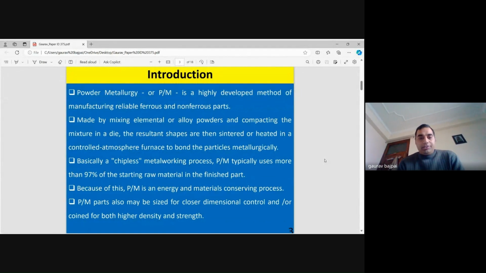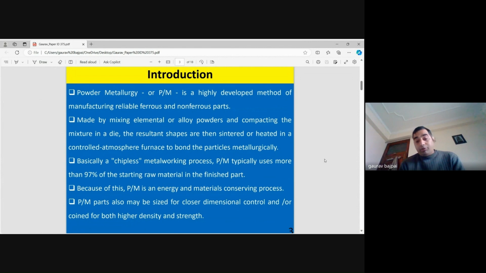As we discussed, I listened to a lot of talks in this ICMRTD conference. You can also make nanoparticles from powder metallurgy. Powder metallurgy is a highly developed method of manufacturing reliable ferrous or non-ferrous parts by mixing elemental or alloy powders and compacting the mixture in a die. The resultant shapes are then sintered, or heated in a controlled atmosphere furnace, to bond the particles metallurgically. This is the whole phenomenon of how powder metallurgy works.